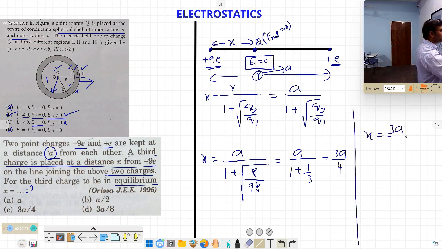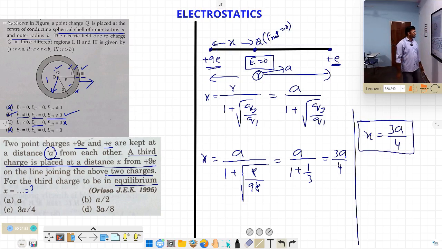At this distance, if you keep the charge, that charge will be in equilibrium due to the two charges. So 3a by 4. Option C is correct.